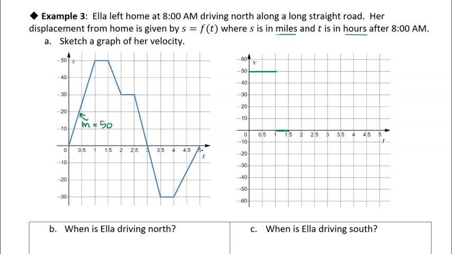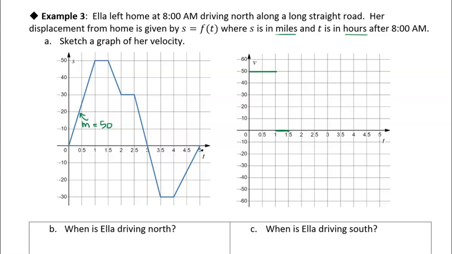So I'm going to just draw a little horizontal line at 0, right? The velocity is 0. Because she's not moving. She got to 50 miles and then she stopped, and then she stayed there for half an hour, it looks like. All right. And then she started driving again. But notice this slope is negative, right? Now this slope is negative.